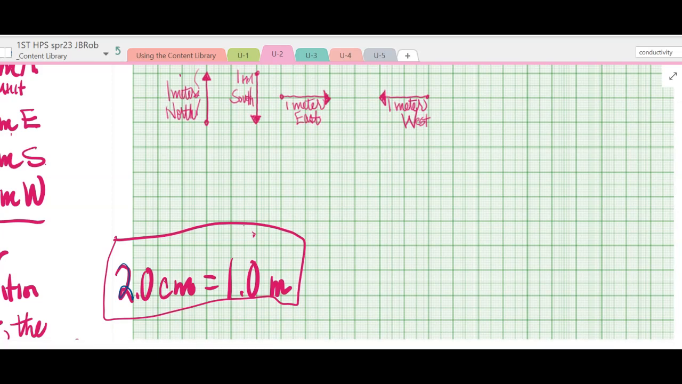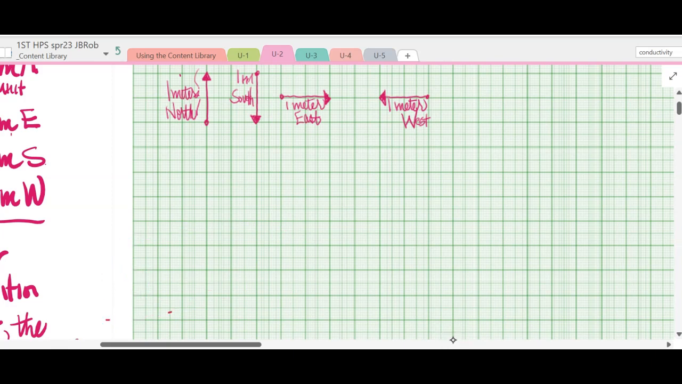I'm going to erase this thing I have here because it's gotten so large. Let me just get it out of the way. That is the scale pretty much that we're using: 2.0 centimeters is equivalent to 1.0 meter. I measured it with my ruler.